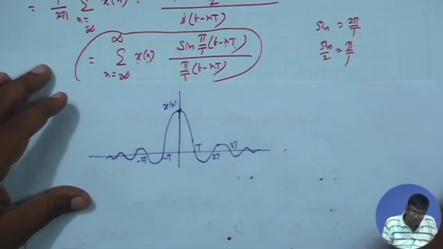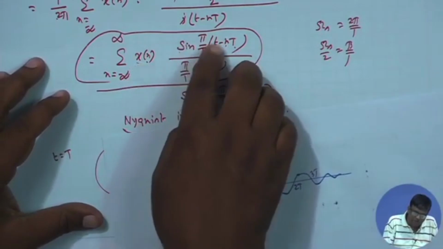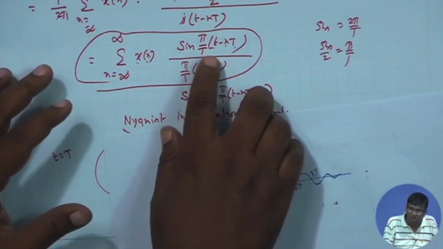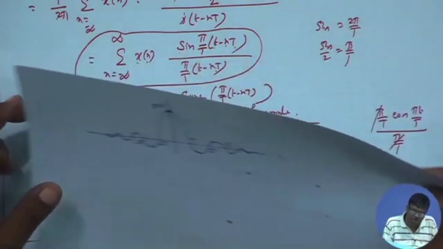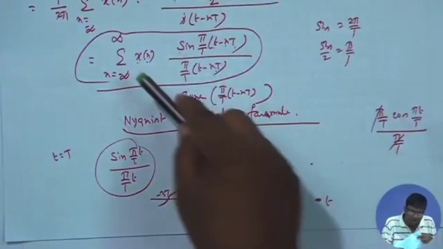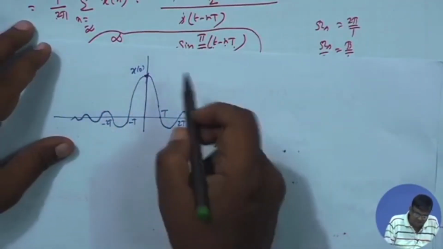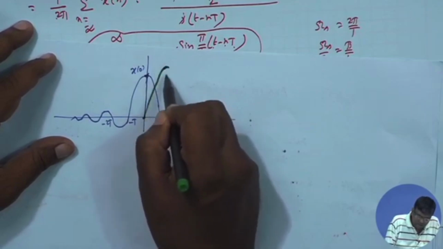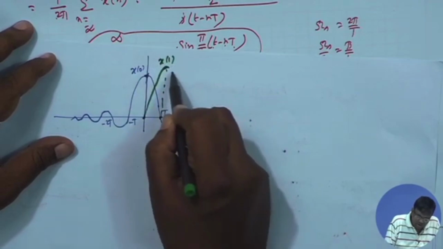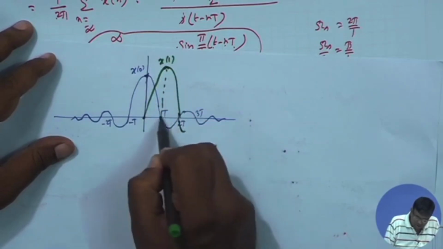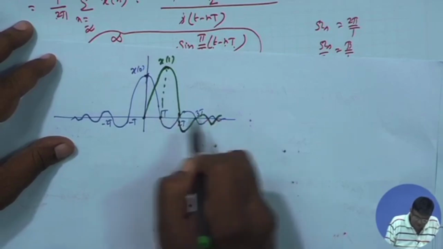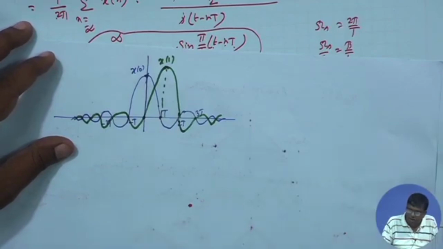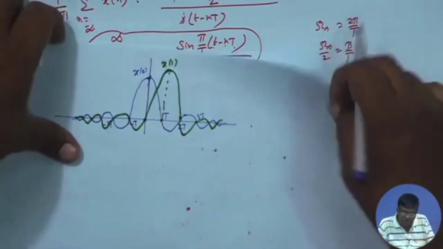Then consider n equal to 1. It will be x 1 sin pi by capital T, within bracket t minus capital T, divided by pi by capital T within bracket, again t minus capital T. So, instead of t, it is t minus capital T, which means the entire function will be moved to the right by an amount capital T, and then multiplied by x 1. That means the same function origin will move here, and height will be x 1. It will have zero crossing, t to the right, further t to the right, here also like this. Then if n equal to 2, this is further shifted to the right, multiplied by x 2.